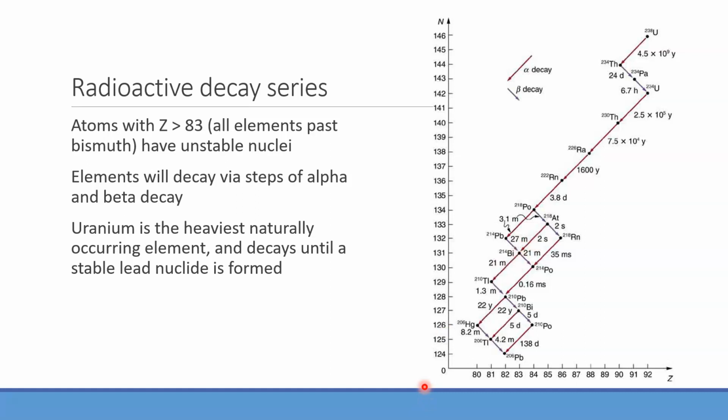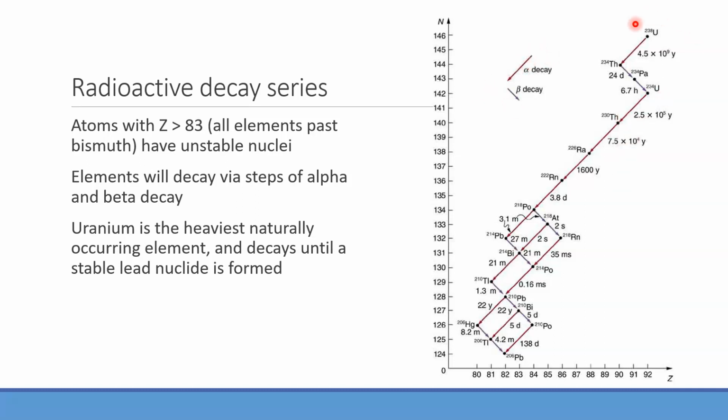And the last thing I want to talk about is the radioactive decay series. So again, remember atoms with an atomic number greater than 83 have unstable nuclei. And so this is kind of what happens. Now you don't have to memorize this at all. It's not important, but I want you to notice that they decay via steps. That is what is critical here to understand. And you'll notice that this looks very familiar from our concept check earlier, our alpha decay and our beta decay.